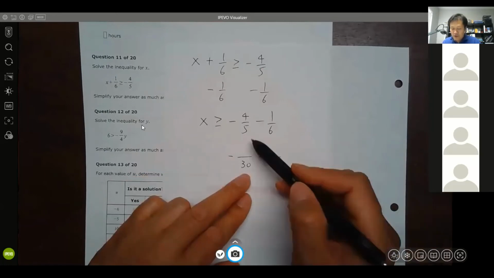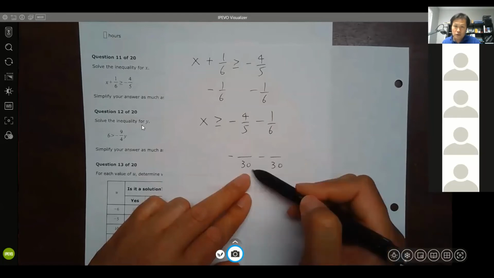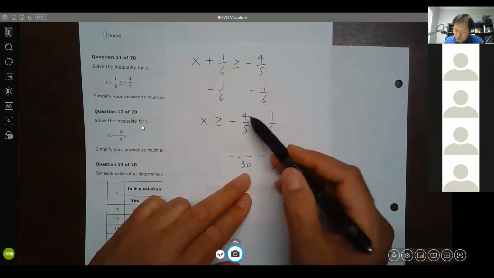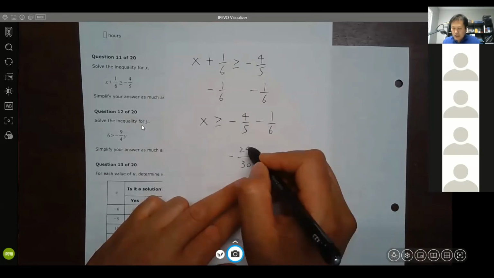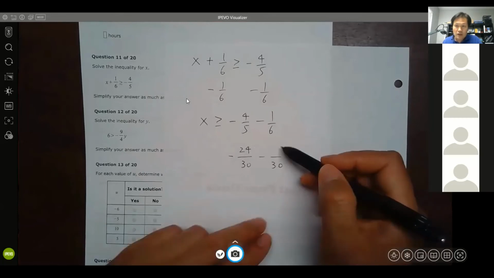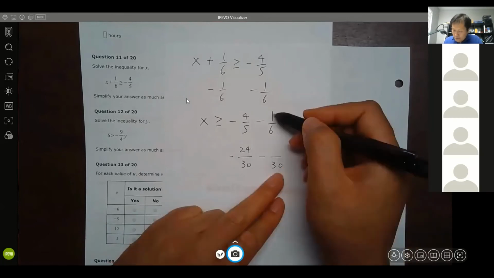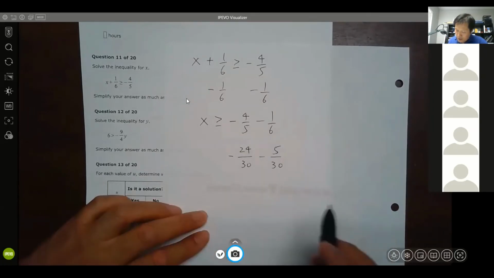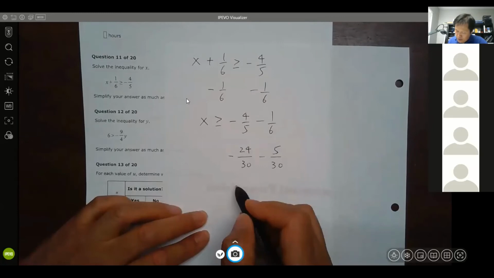For 5 and 6, you have to do the LCM, least common multiple denominator, which is 30. So 5 times what makes 30? You have to do 6. 5 times 6 makes 30. So you multiply 6 times 4. 6 times 4 is 24. 6 times what makes 30? That's a 5. So 1 times 5. That's how you do adding and subtracting fractions. So you got minus what is it? Minus 29.